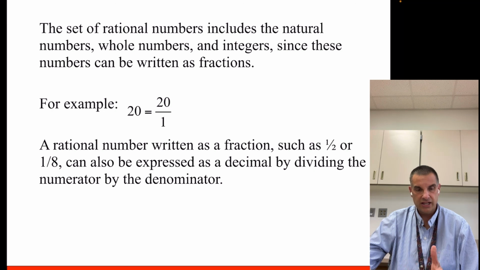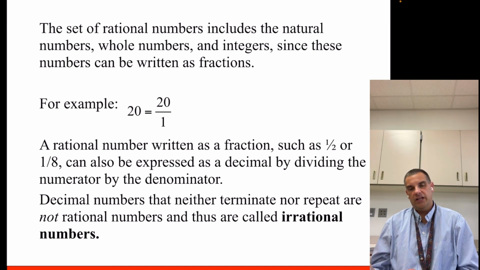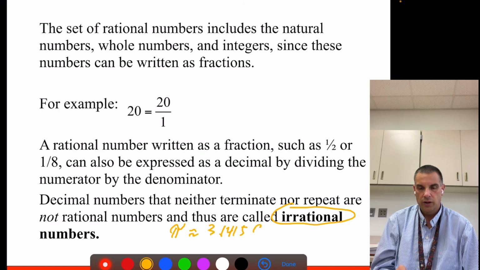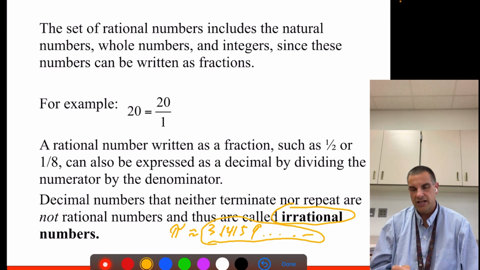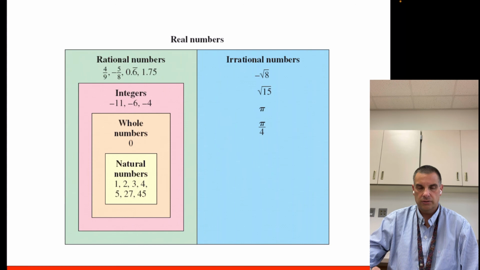Rational numbers can be written as fractions or expressed as decimals. So 0.5 is a rational number, 0.125 is a rational number, and all of those things. Now, if you create a decimal out of it and that decimal doesn't end, it's what we call an irrational number. Pi is approximately 3.14159, and it goes on and on. This is considered irrational because it doesn't terminate and it's not repeating. You don't have something like 0.33333 and so on. So that's what we call an irrational number.